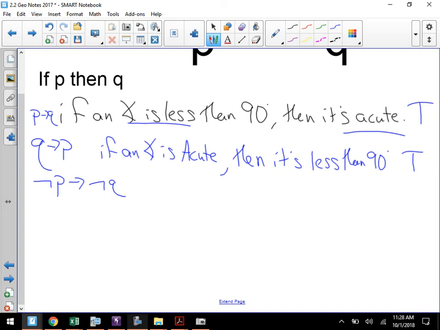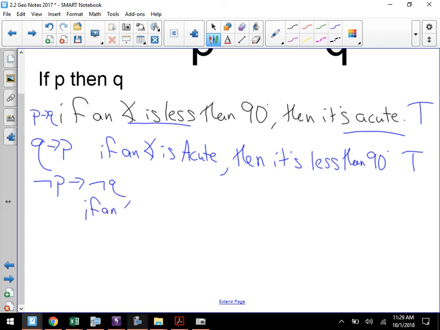Yeah, this book uses the tilde, and our old textbook used that upside down 7. So what you do here, this is called the inverse. When you negate both of them, it's called the inverse. Not P implies not Q. So basically all you have to do is go with your original statement and put the word not in both parts.